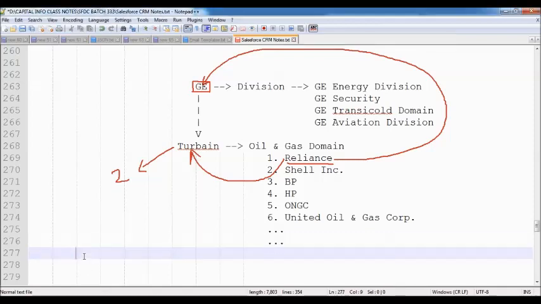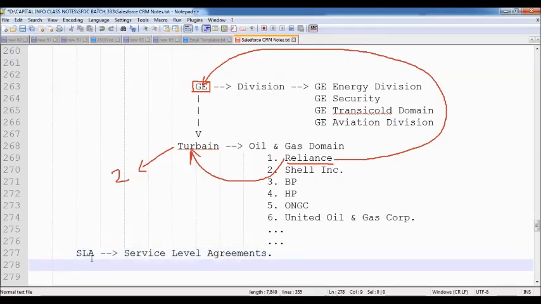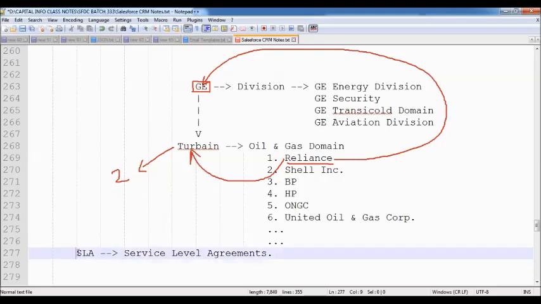Those agreements are called SLA. SLA means service level agreements. They will have some agreement documentation, and that documentation is called the SLA document. That means upon giving services to Reliance, GE people have to follow this agreement and these rules. In this service level agreement, they clearly describe the various rules to be followed by GE while giving services to this Reliance organization.